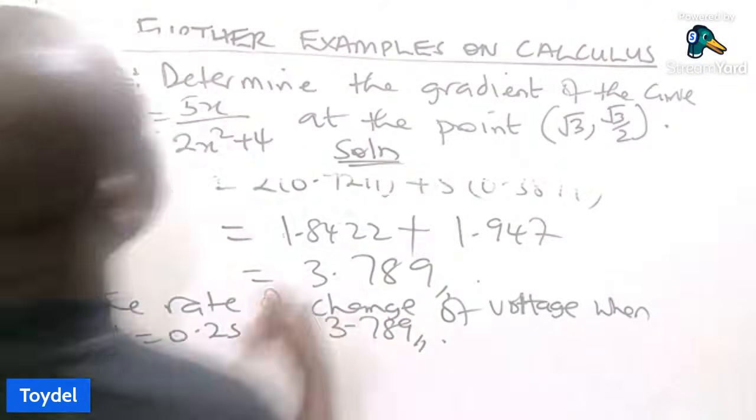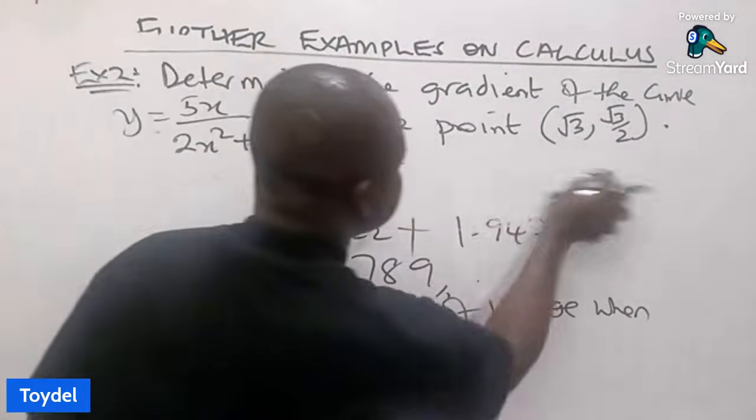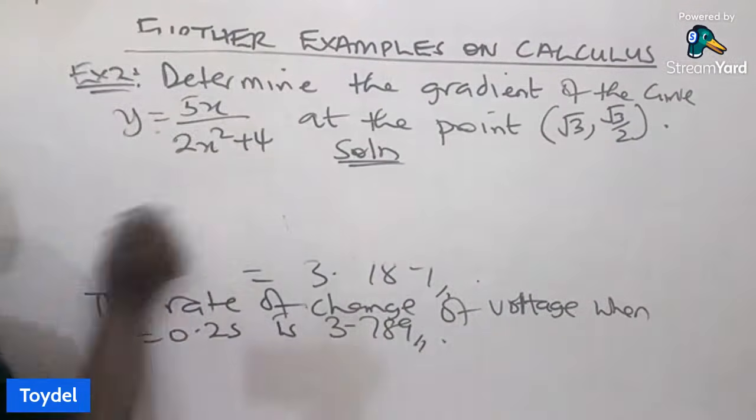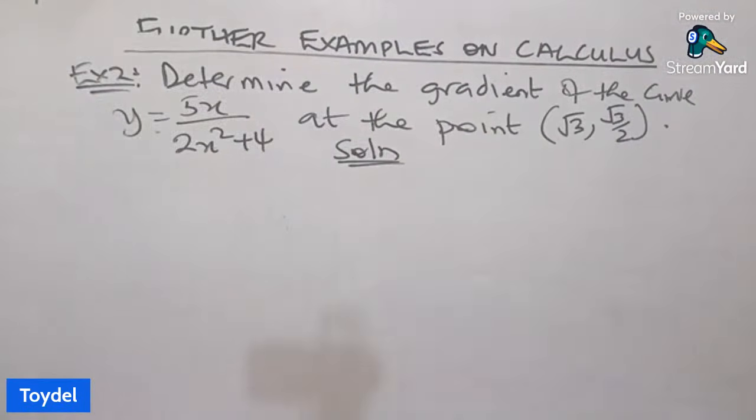So in this case also, we have to determine the gradient of the curve. This is the curve. So how do we get the gradient? The gradient will be slight change in y all over slight change in x. That is, gradient is the same thing as slope. So how do we get the gradient in this second example?